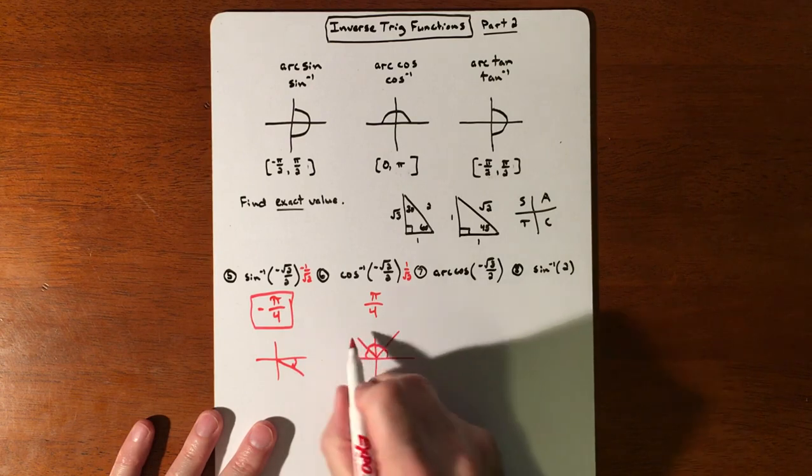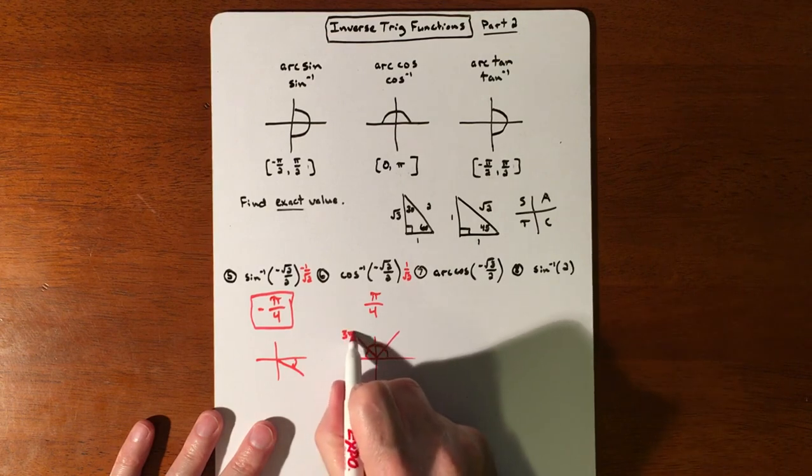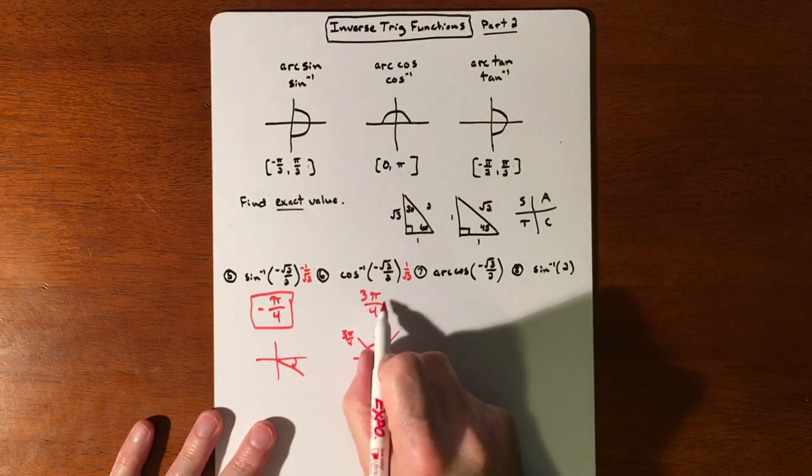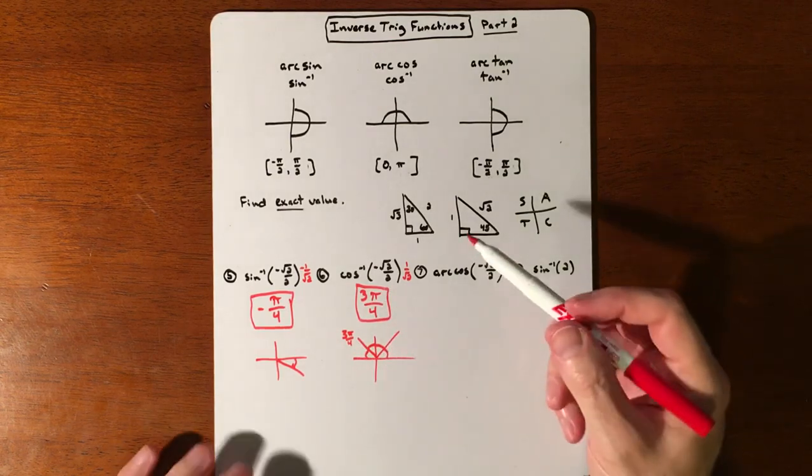So we are talking about a 45-degree reference angle here, and so that's going to give us 1, 2, 3 45s to get there. So it's going to be a 3 pi over 4, which is really 135 degrees.